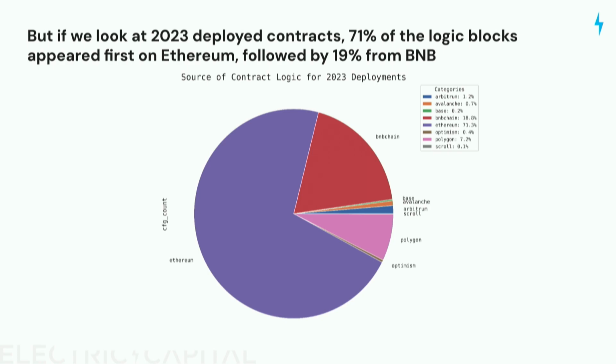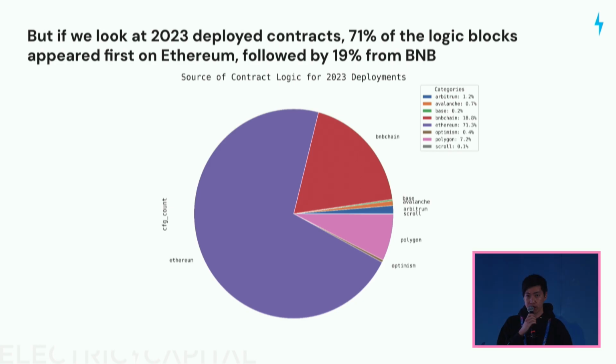But if we look at just the contracts deployed in 2023, we decompile those contracts, and then we look at where the logic blocks, or the CFG nodes, originated or were first deployed. What we see is that 71% of the logic blocks for contracts deployed in 2023 were first deployed on Ethereum, followed by 19% from BNB and 7.2% from Polygon, which is a pretty interesting insight given that Ethereum did not have the most deployed contracts in 2023.